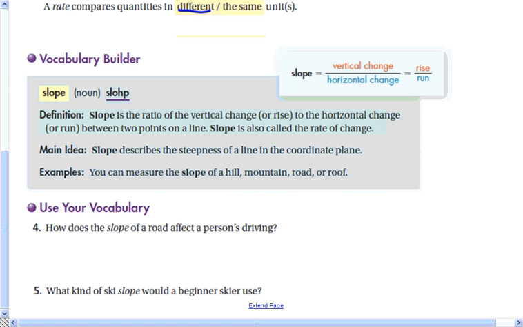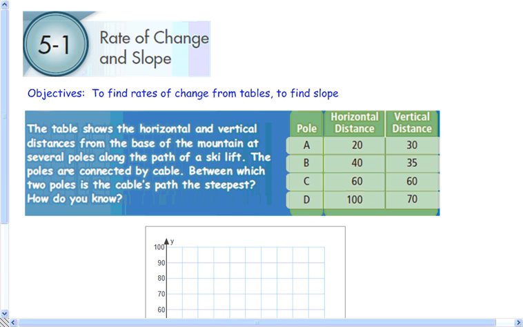How does the slope of a road affect a person's driving? The steeper the road, the slower the car would go. So the slope of the road affects the rate. And what kind of slope would a beginner ski on? A beginner would ski on a small slope, meaning a flatter slope.